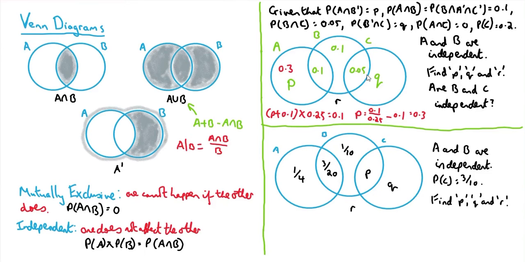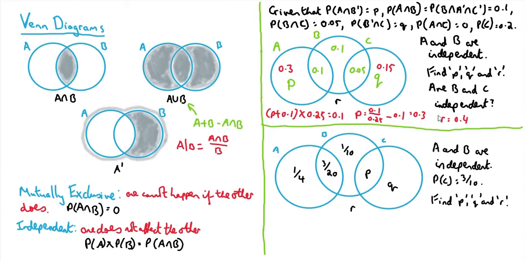Then for Q, because we know that the entirety of C is 0.2, that these have to add together to make that, if you just do 0.2 minus the 0.05, that leaves Q being 0.15 here. And lastly, for this first bit, to work out what R is, if we were just to do 1 minus all of these, that would leave you with R being 0.4.